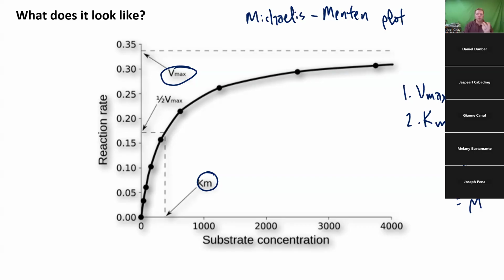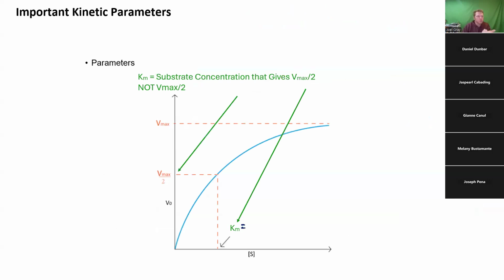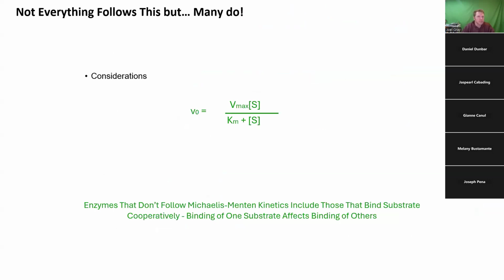Perfect. Millimolar per second. They're very similar to your units for velocity. Okay, so those are our parameters that we're interested in whenever it comes to studying an enzyme.